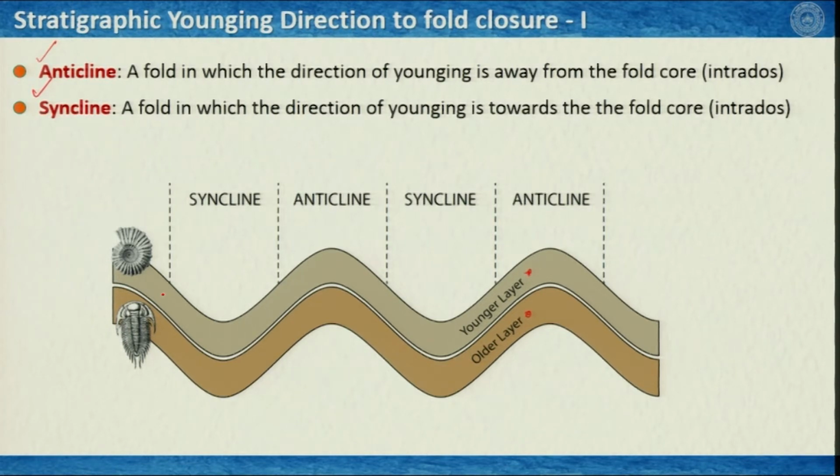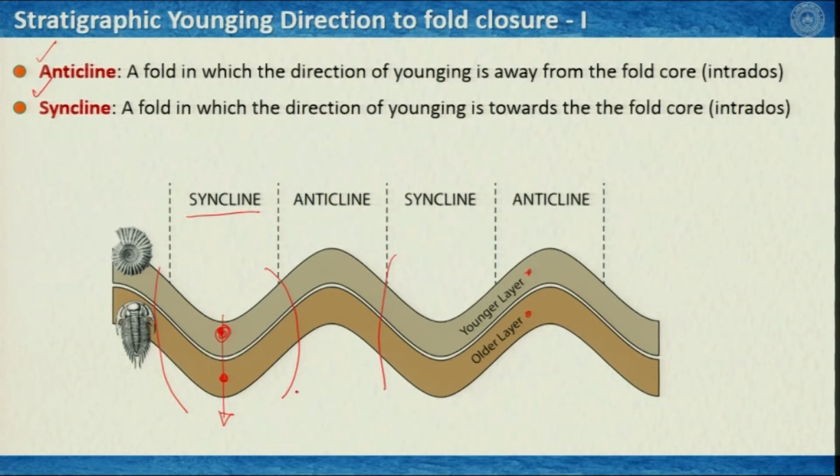In this first fold, if I consider this one, then this is a synform, as we have learned from the previous lecture, and it is closing downwards. So this is essentially a synform. Now in this synform, the younging direction or the younger layer is towards the fold core. So this is the younging layer and this is the older layer. Now, if the younging layer is towards the fold core, then we call it syncline.